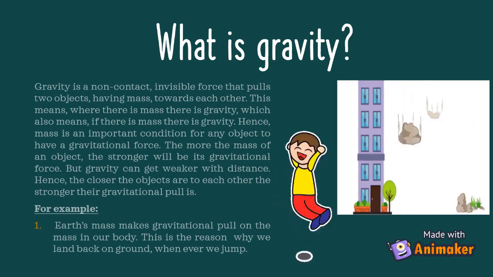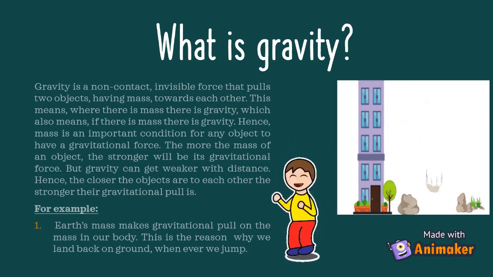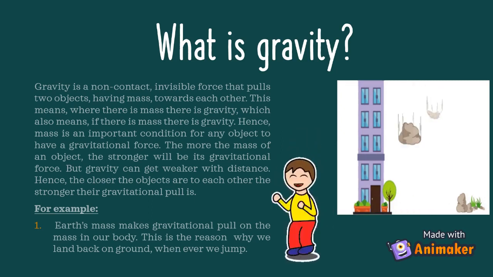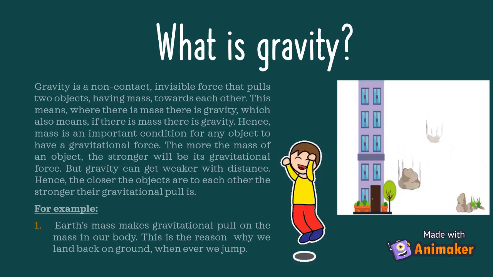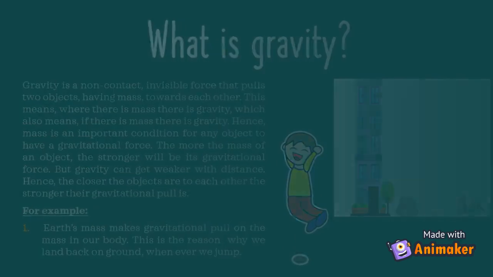But gravity can get weaker with distance. Hence, the closer the objects are to each other, the stronger their gravitational pull is. For example, Earth's mass makes a gravitational pull on the mass in our body. This is the reason why we land back on the ground whenever we jump.